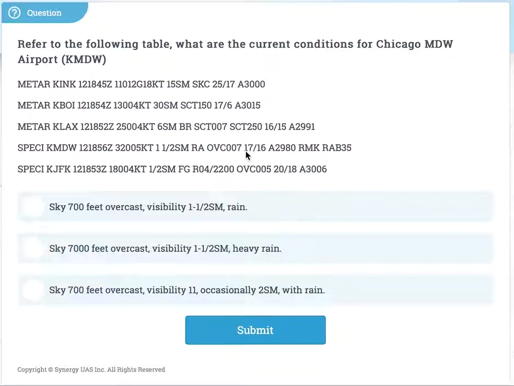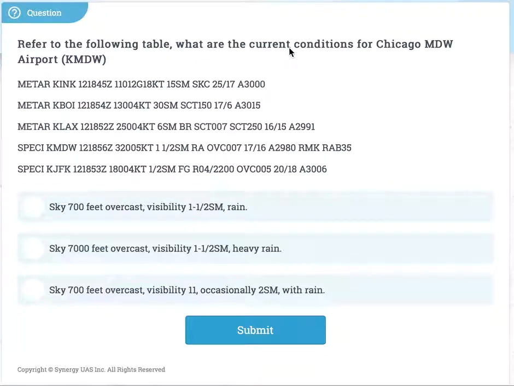Next section is temperature / dew point. So the temperature of the air and the temperature of the dew point being, if you recall, the temperature where the air becomes 100% saturated. And then altimeter setting and a remarks. In this case, rain began at 35 minutes after the hour. Okay, so back to the question.